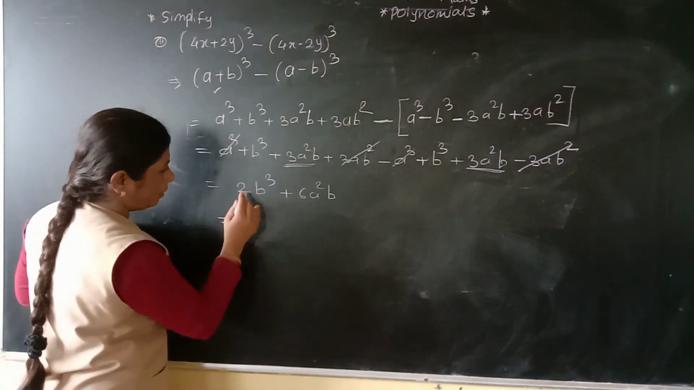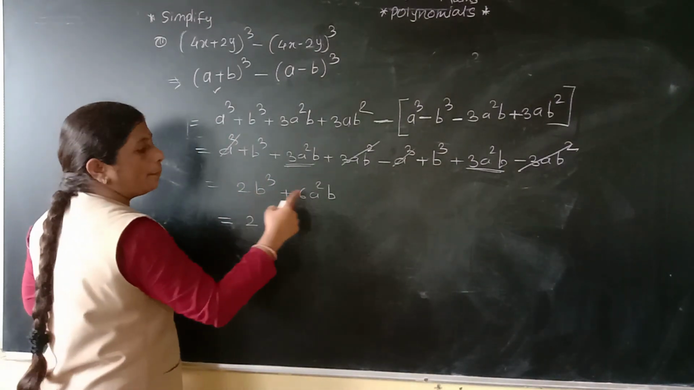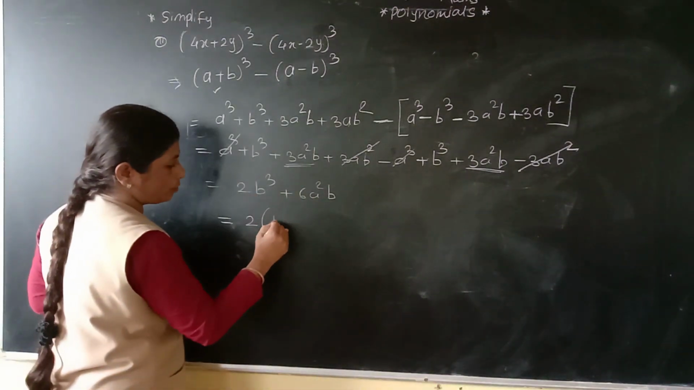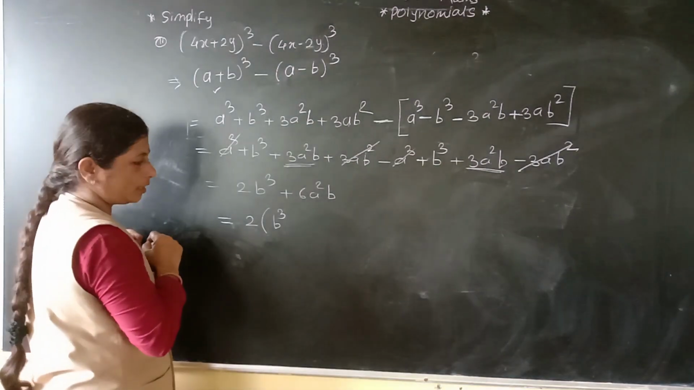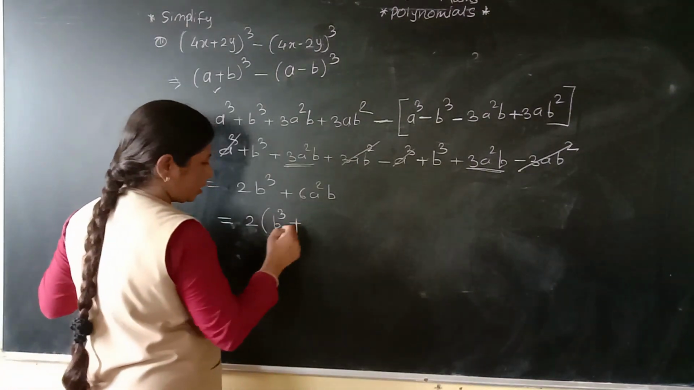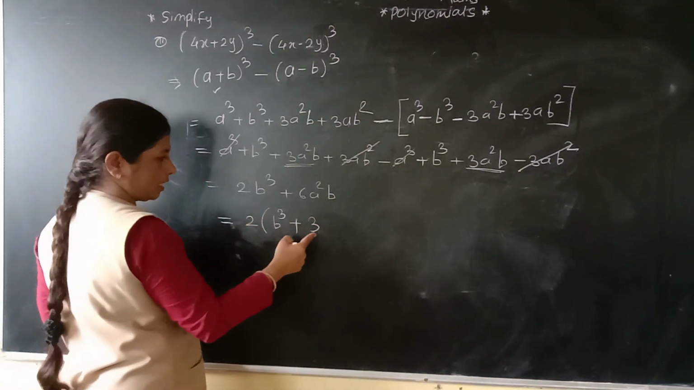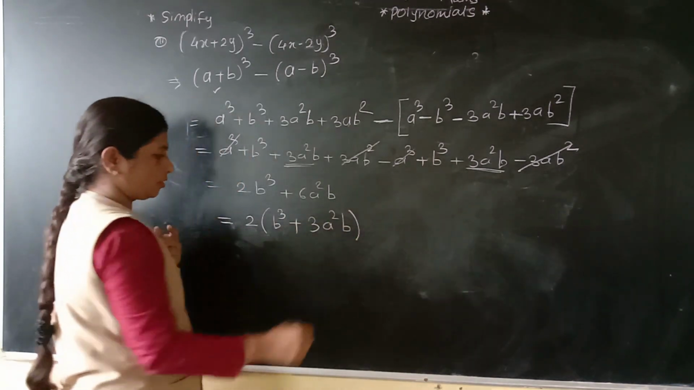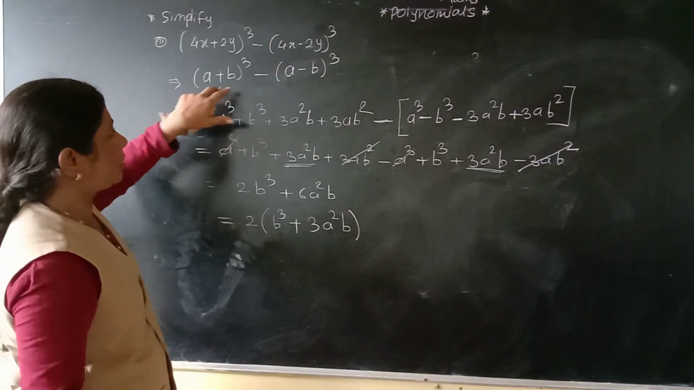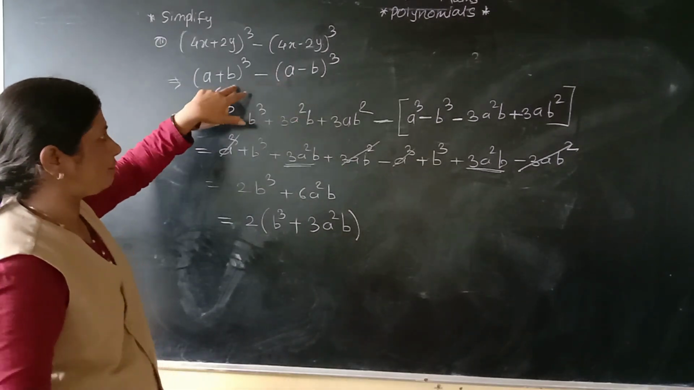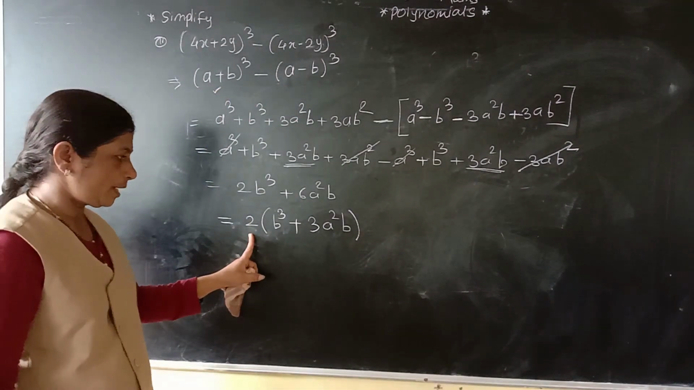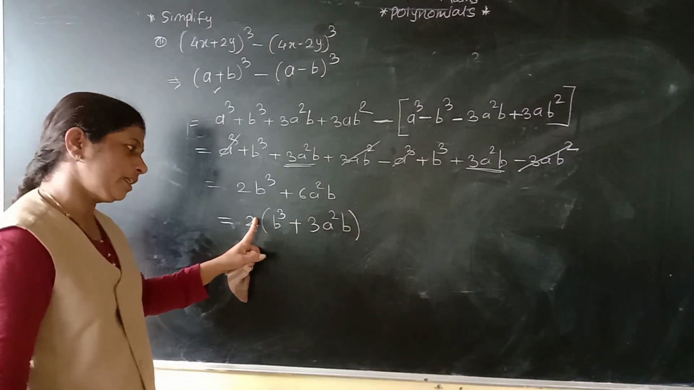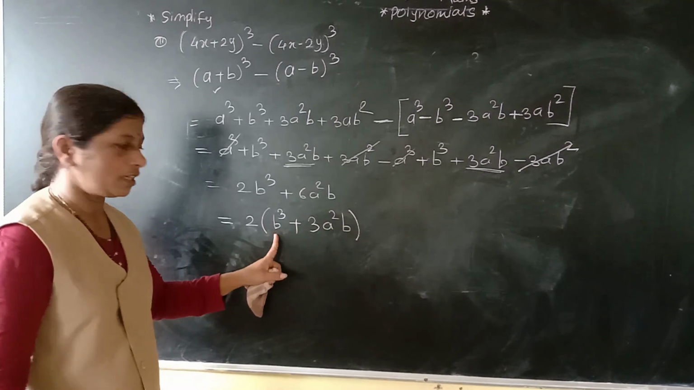So here we can take 2 common. B also we can take common, or we can keep as it is also. B cube also we will keep inside the bracket. So plus 2 3s are 6 and here a square b. Okay, so what is the simplified answer of this difference between the two cube? It is 2 in bracket b cube plus 3a square b.